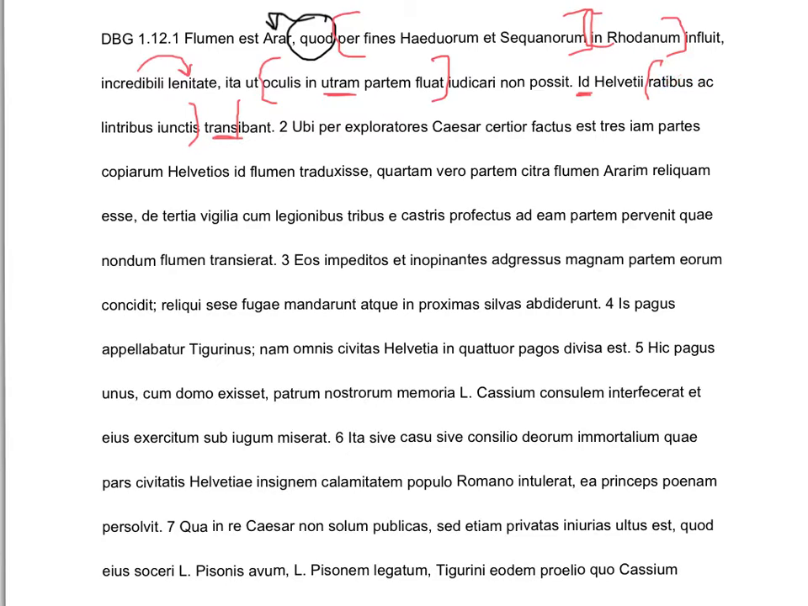So let's pretend you don't know the meaning of ratibus ac lintribus iunctis. You should be able to use context clues. I betcha they're not going to be crossing the river on a plane. They would probably use some sort of rafts and join together flotation devices or something.